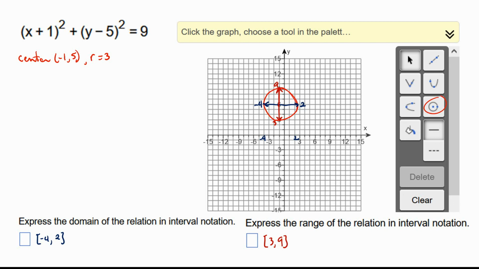Again, the domain or the x values that define the graph. Where's the graph? Look at the x values with respect to the graph. That's my domain. The range, look at the graph, and then look at the y values. That gives me that graph. And that's how I get the range.